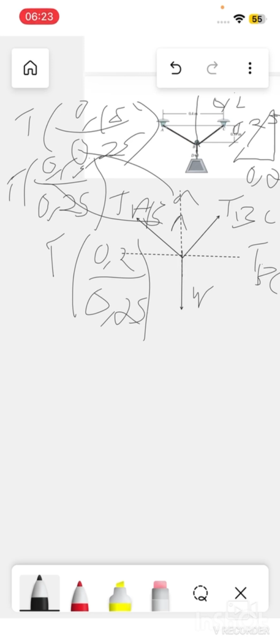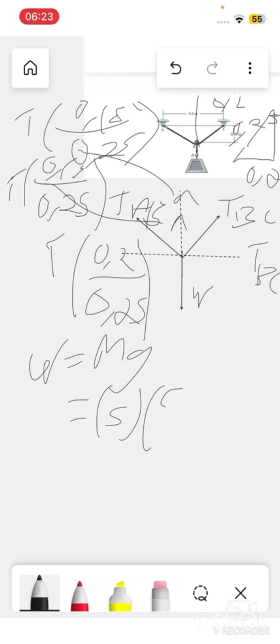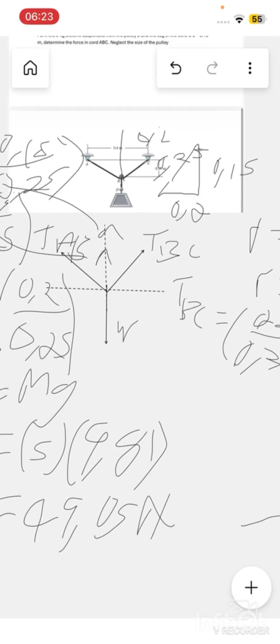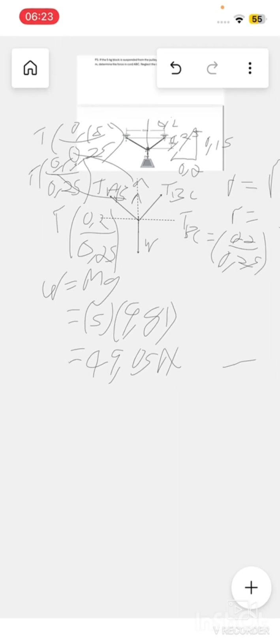Therefore, we're going to go to our analytical solution. The only thing we have left is W equals mg. We know W equals mg is mass times gravitational acceleration, where we have our mass as 5. It's going to be 5 multiplied by 9.81, which gives us 49.05 Newtons. That's our first step.